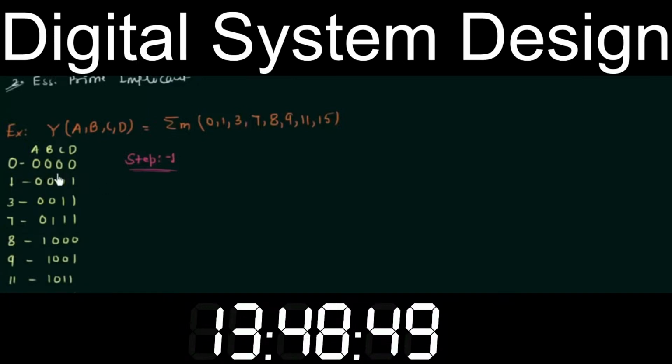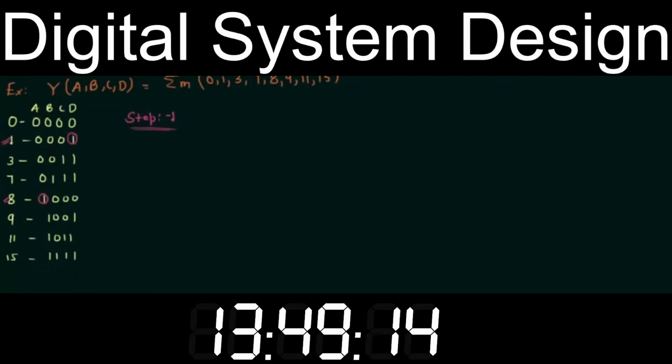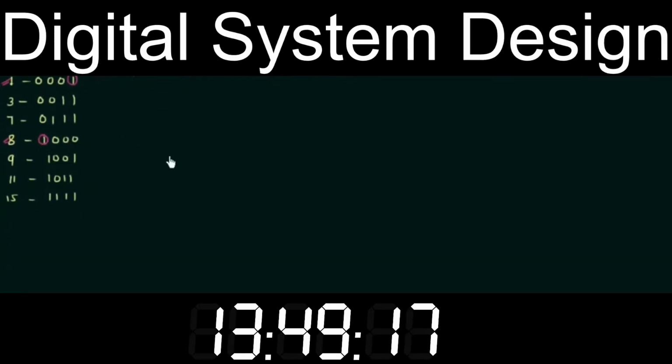In second group, we are going to have the min terms with single 1. So you can see 1 is having single 1, and 8 is having single 1. So 1 and 8 are going to be in group number 2. In the same way, we have to make the group for the min terms having 2 ones, 3 ones, and so on. So this is what we are going to do in step number 1. We will make the table with 3 columns. So let's do it quickly.